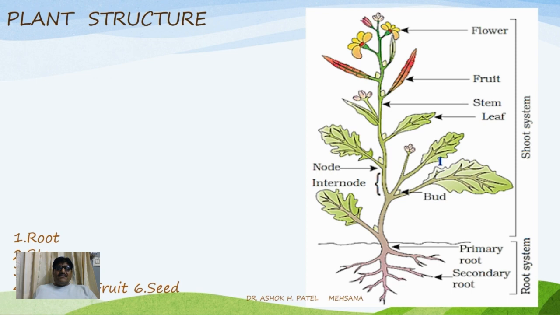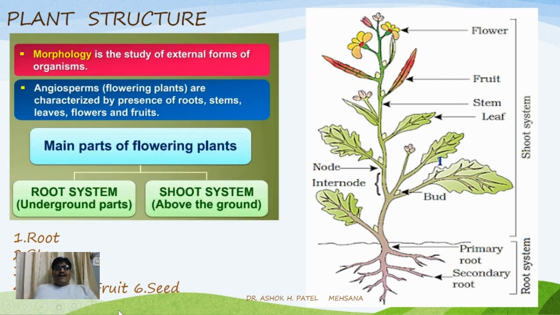Here, the plant structure has two parts. One is the underground part, called the root system. Another is the above-ground part, called the shoot system. So the plant is divided into two parts, and these have various parts. Number one, the root system has the root, and the root has the primary root, secondary root, and root hairs also. Then the shoot system has stem, leaves, flowers, fruit, seeds, etc.